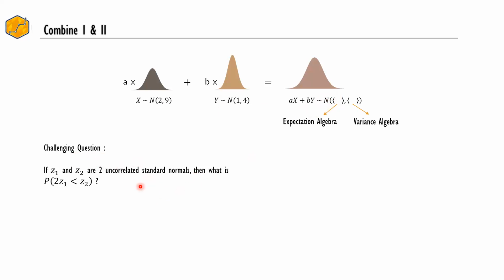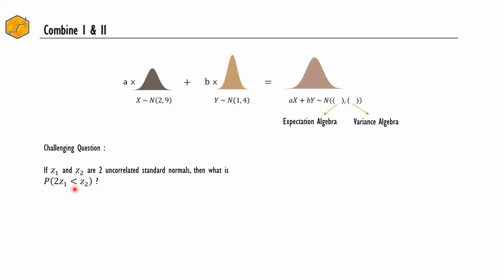There is one challenging question for you. Spend 1 minute on this. If Z1 and Z2 are two uncorrelated standard normals, what is the probability that 2Z1 is less than Z2? I asked this question because this was asked to one of my friends who appeared in a senior position in one of the top investment banks in a market risk role. So how can we calculate this? Any ideas? Okay, let me proceed.